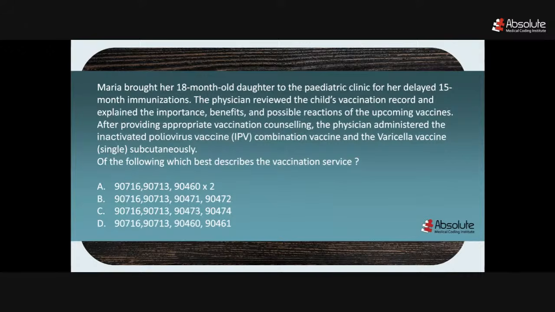Maria brought her 18-month-old daughter to the pediatric clinic for her delayed 15-month immunization. The physician reviewed the child's vaccination record and explained the importance, benefits, and possible reactions of the upcoming vaccines. After providing appropriate vaccination counseling, the physician administered an inactivated polio virus vaccine, which is an IPV combination vaccine, and a varicella vaccine, single, subcutaneously. Of the following, which best describes the vaccination service?